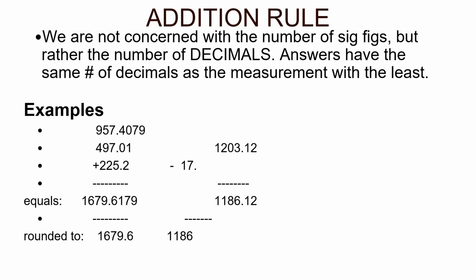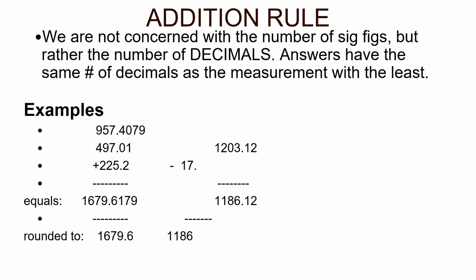You can only be as precise as your least precise component of your calculation. For instance, if you look at the addition calculation on the left, you can see that the number with the least amount of digits behind the decimal is 225.2, which only has 1 number behind the decimal. This means that your answer can also reflect only 1 number behind the decimal. So when you add these 3 numbers together and get 1679.6179, this answer is far more precise than you can actually report. So you have to round your answer to only 1 number behind the decimal, or 1679.6.